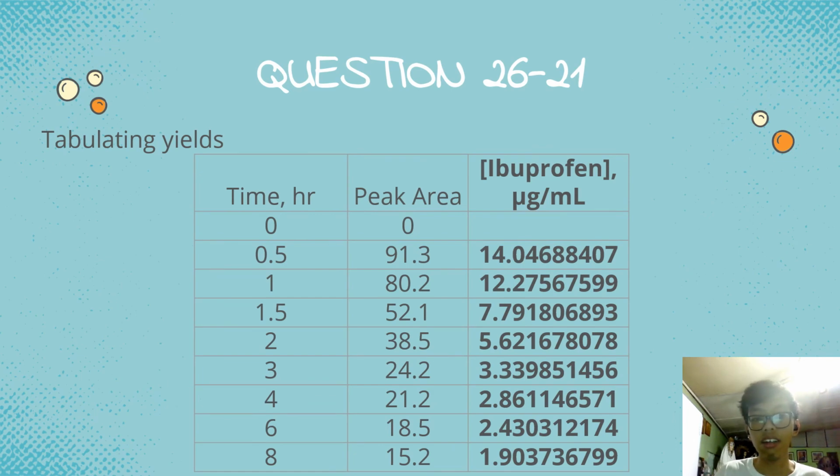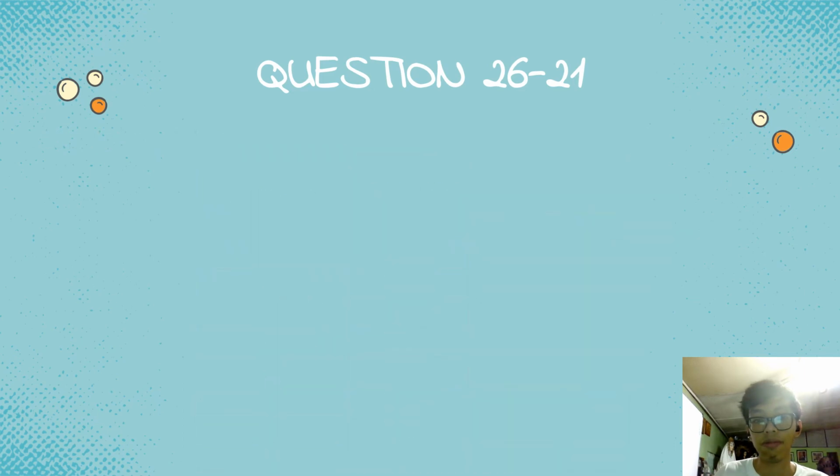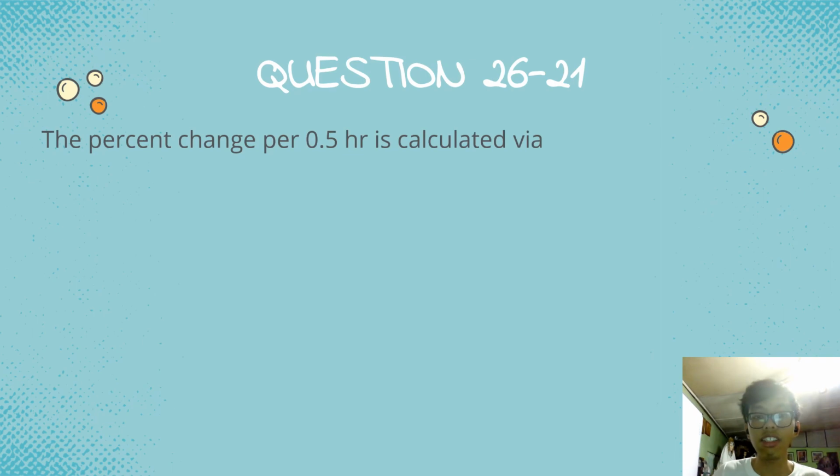Doing that gives us this table, where we have here the concentration of ibuprofen in micrograms per milliliter over the course of the time interval given in the problem. Now the percentage change per 0.5 hour is calculated by this equation here, where C T1 is the concentration at the preceding time interval, and C T2 is the concentration at the latter time interval, all over the concentration at the preceding time interval multiplied by 100.